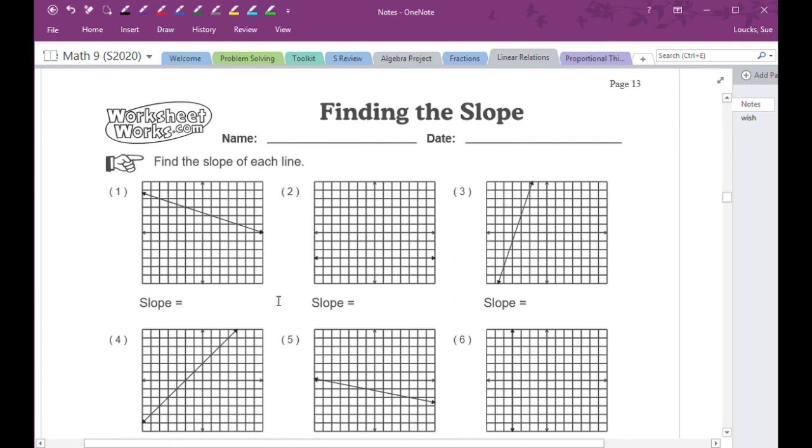So now we're on page 13, and I didn't give you the dots. You get to pick your own dots this time. Remember, you must use lattice points. So in question 1, there's a lattice point here. There's a lattice point here. There's one here. There's one here. There's one here. You can use any 2 of those to get your slope.